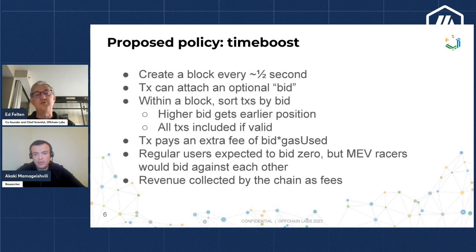What we expect is that regular users will bid zero. Regular users should be satisfied to have their transaction within the first block, but it's really only the MEV racers, the high frequency traders, who would bid against each other for position. And then that revenue from the bids is collected by the chain in the form of fees. And so it would go where fee revenue of the chain naturally goes, which is, in the case of Arbitrum 1 and Nova, into the DAO treasury, minus whatever is paid to the sequencer to cover its operation.